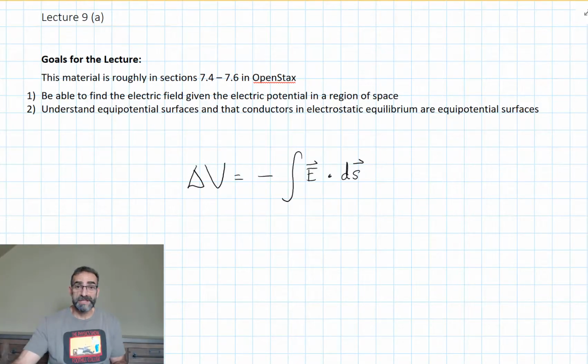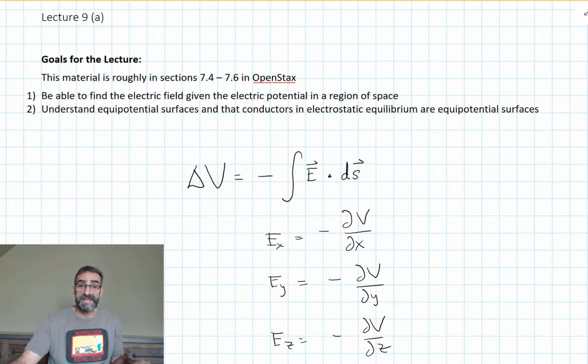We've been using this equation, and if we were given the electric field in a region of space, we could find the change in potential. But it stands to reason that we could take the derivative of this equation and use that to find the electric field if we were given the potential.